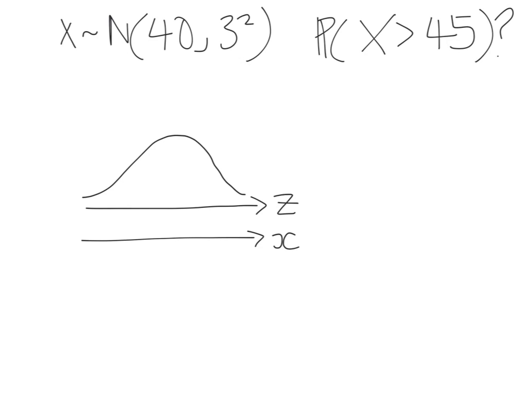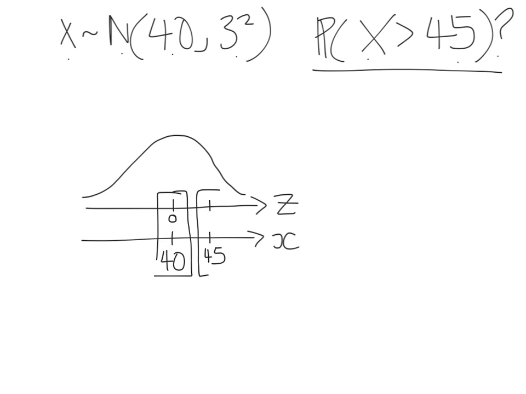So now we have this random variable x, and it's normally distributed with mean 40 and variance 3 squared. So our x-axis looks like this, 40 is the mean, and the equivalent place on the z-axis would be 0. So they're kind of connected. And then what we're trying to find is the probability that x is bigger than 45. So 45 is going to be about here, and we want to find this equivalent bit on the z-axis.